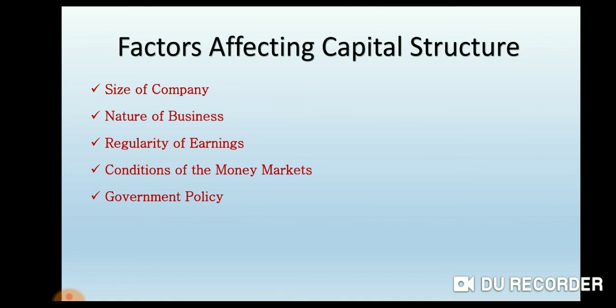Government policy. This is important to consider. A change in lending policy may increase your cost of borrowing. Cost of floating. The cost of floating equity is much higher than the cost of floating debt. This may influence the finance manager to take debt financing, the cheaper option.